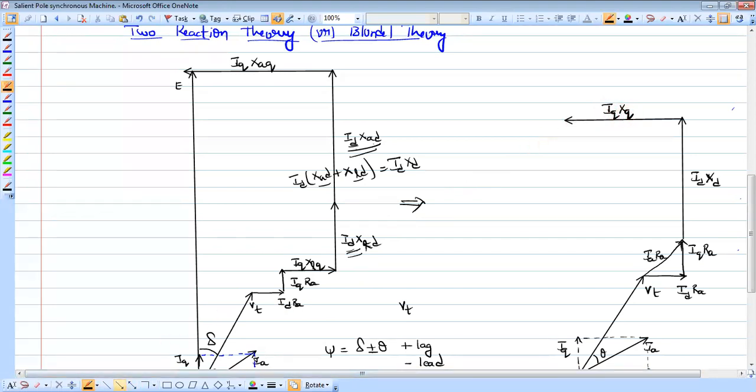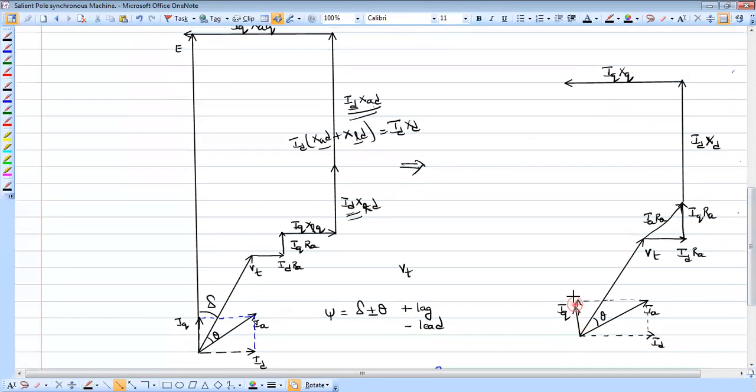So the sum of all these voltage drops is nothing but the no load voltage E. Here the angle between these two is delta and this is theta. The sum of these two we represent with psi, the internal power factor angle. So this will be the phasor diagram for the salient pole synchronous machine, and the difference between salient and cylindrical rotor machines is here. We are considering two reactances due to the non-uniform air gap.